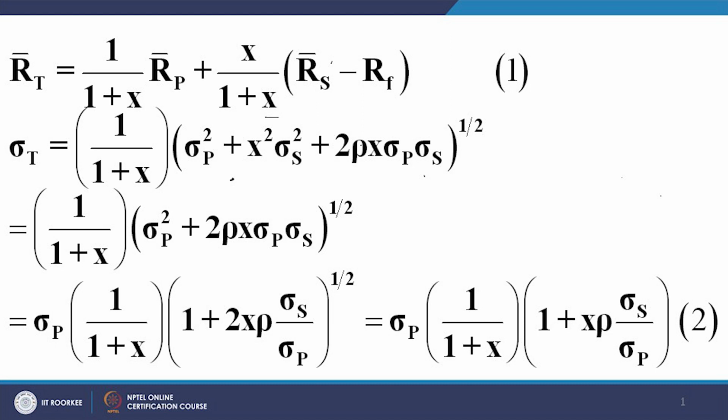So, plus x upon 1 plus x, R bar S minus R_F. R_F is the cost that I have incurred for getting this additional amount of money, small x. So, this is equation number 1.